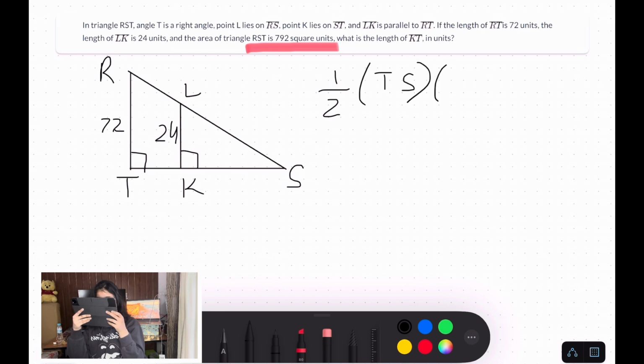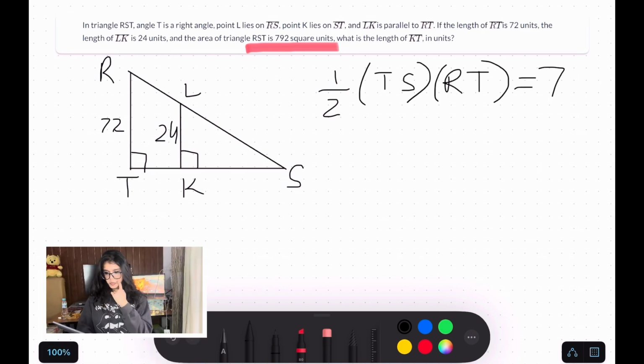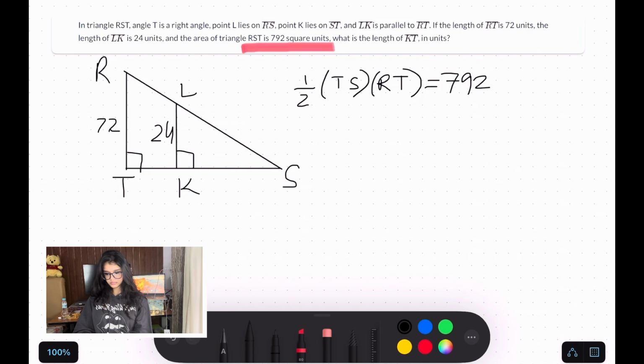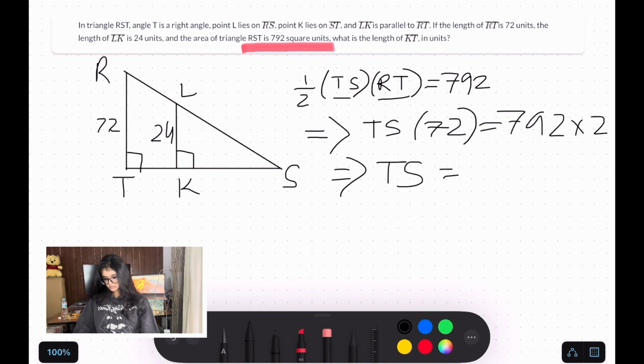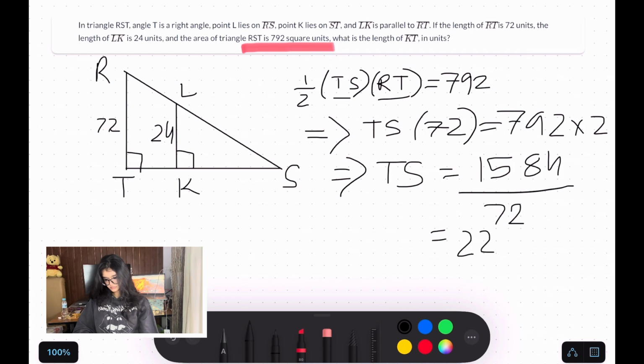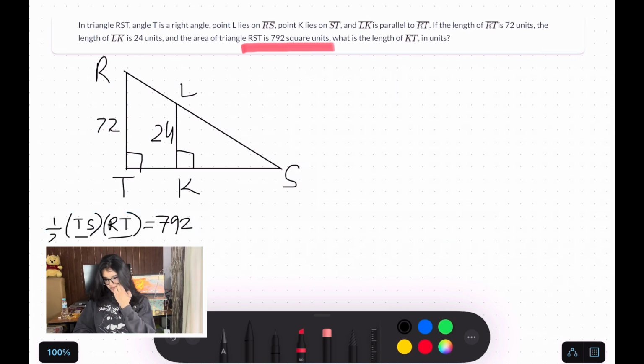So from that we can say half into base into height is 792. Here we know what RT is and we can find out TS. So TS multiplied by 72 is 792 multiplied by 2. And TS is equal to, put that in the calculator, 1584 divided by 72, which is equal to 22.